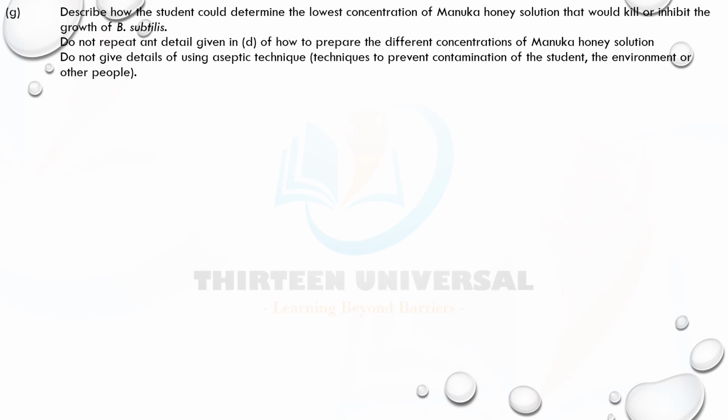Next, describe how students could determine the lowest concentration of Manuka honey solution that would kill or inhibit the growth of B. subtilis. Do not repeat details on how the different concentrations of Manuka honey solution were prepared, and do not give details of using aseptic technique to prevent contamination of students, the environment, or other people. So describe the method. Method always comes out, guys, right?